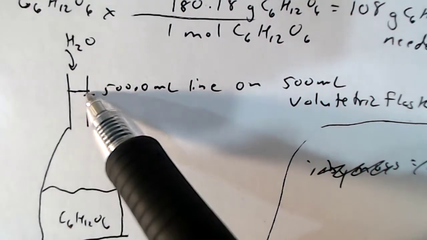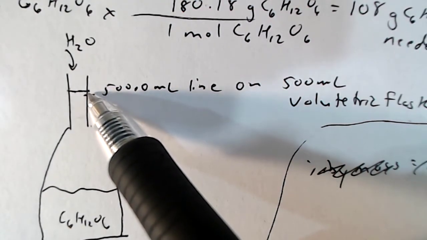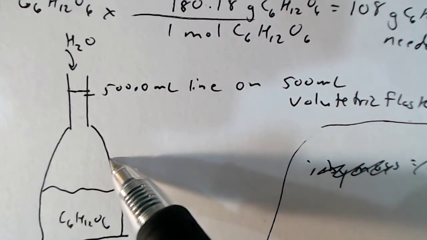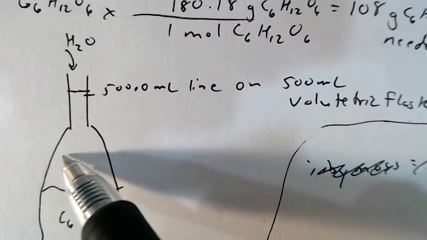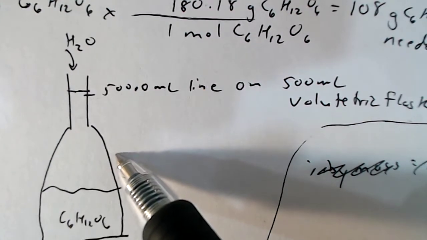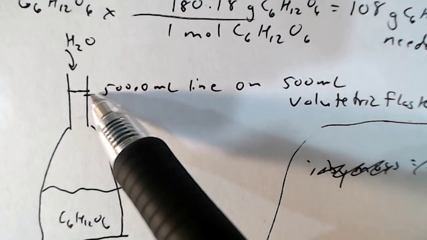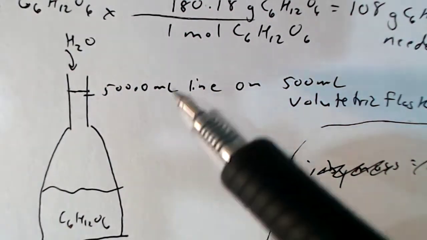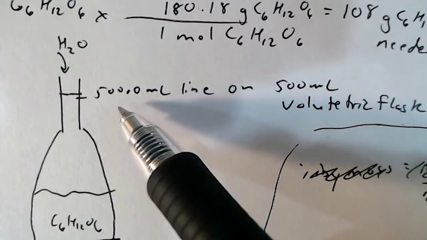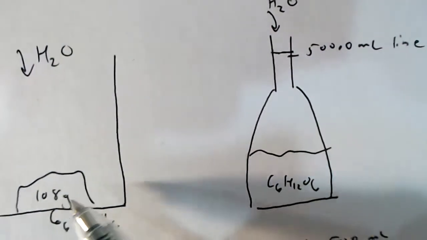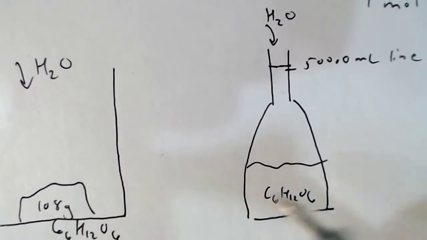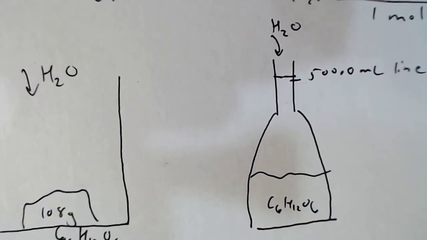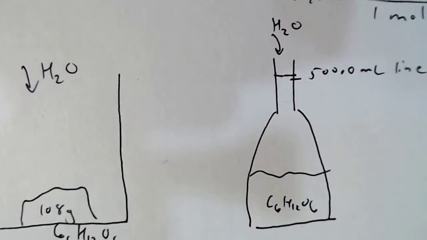If you were a little bit above that line, then you might have just slightly more than 500 mL. But if you had a line on this part, and you were a little bit above that, you would have much more than 500 mL. So this is designed to be very precise. Fill to that line and you've got 500 mL of solution. So you've got 500 mL of solution and it contains 108 grams. You've done everything correctly to prepare this 1.2 molar solution of glucose, 500 mL of it.